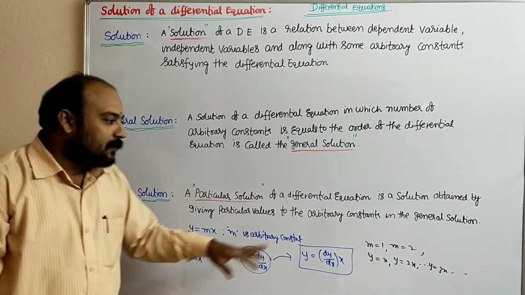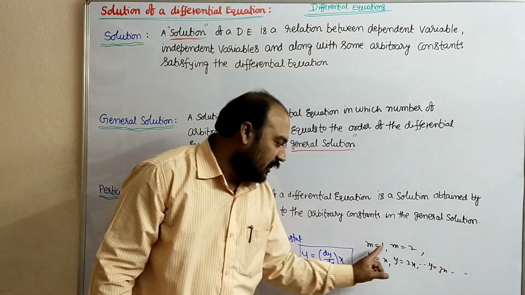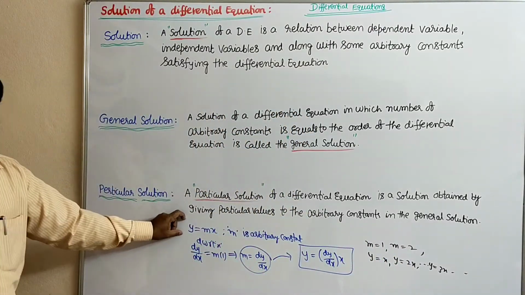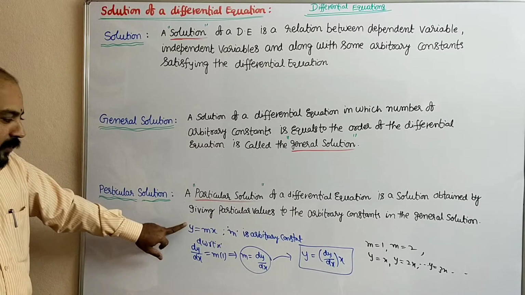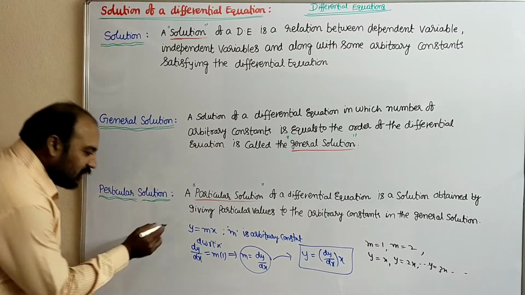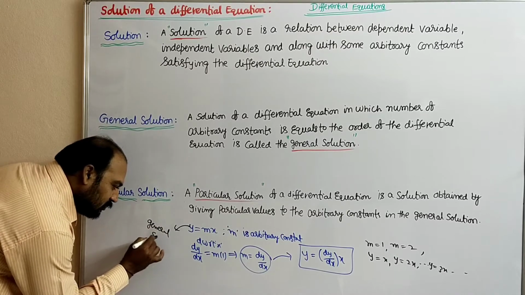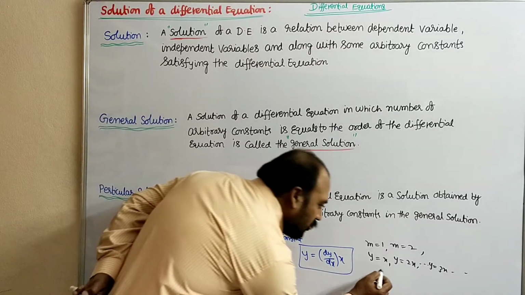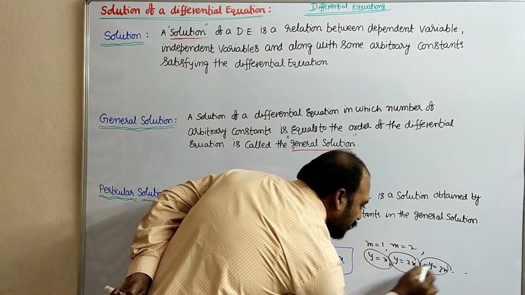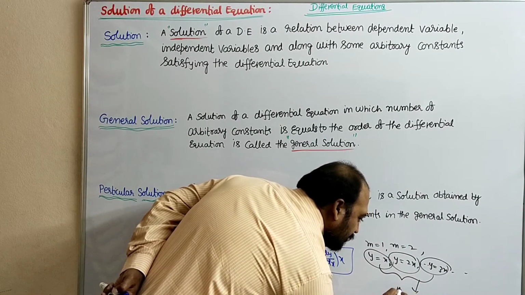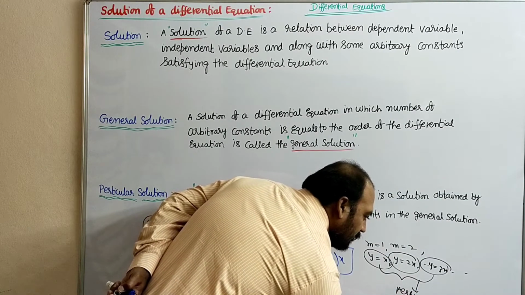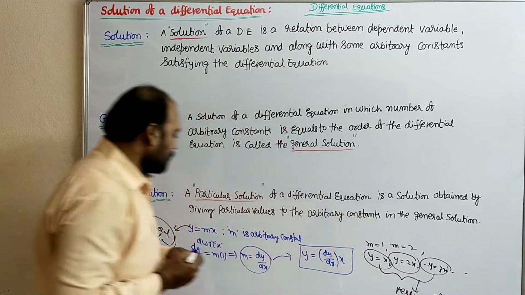General solution means that in place of 1, 2, 3, if we take m, then y is equal to mx is called the general solution. And y is equal to x, y is equal to 2x, y is equal to 3x are called particular solutions.